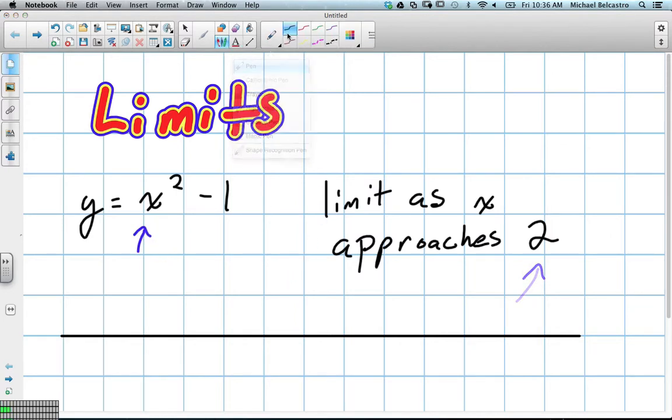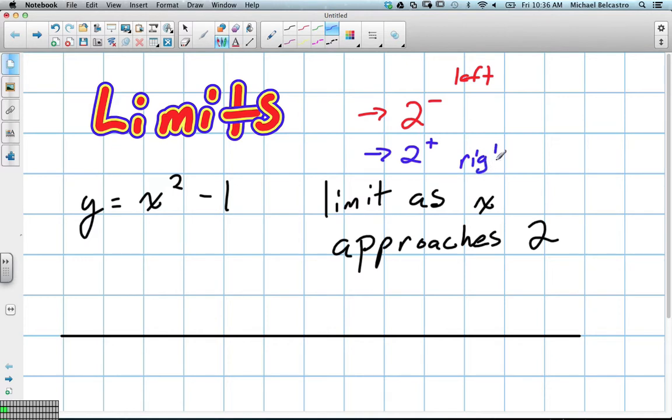So we're going to start from the left of 2, which is usually denoted as 2 with a negative, where we would normally put an exponent. And that means to approach 2. We'll use an arrow to approach 2. And this means from the left. After that, we're going to work on approaching 2 from the right, and when we have a positive value, that means approaching 2 from the right.